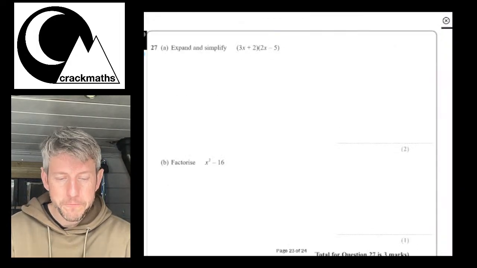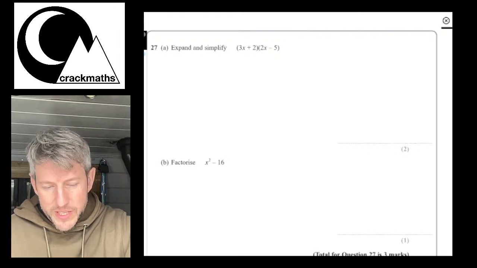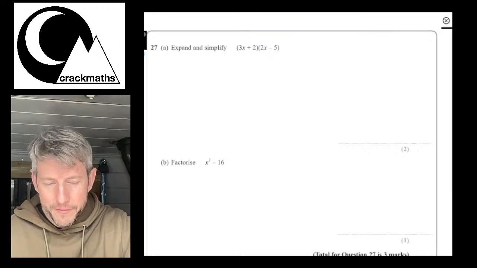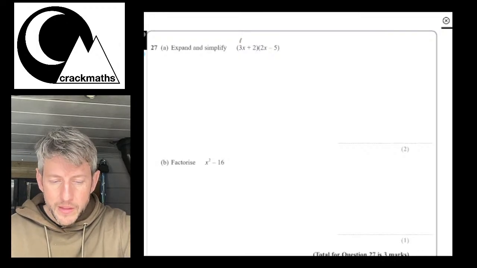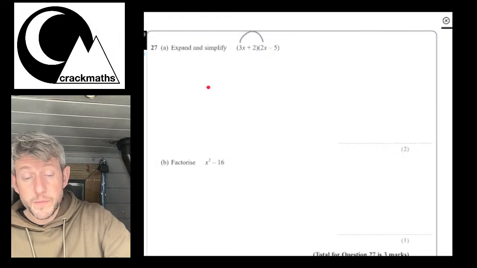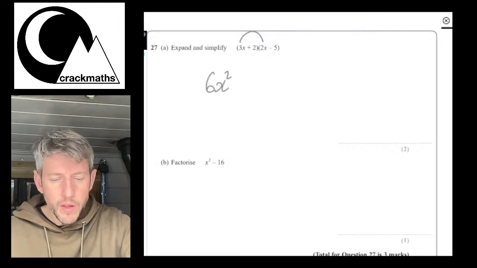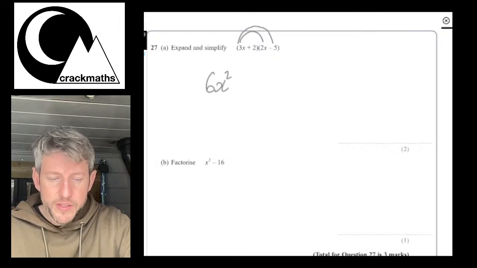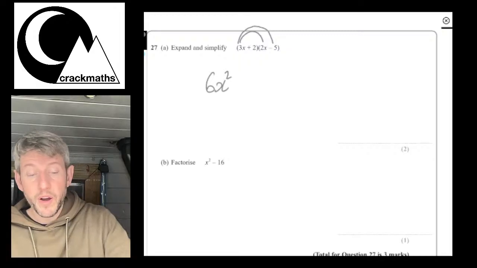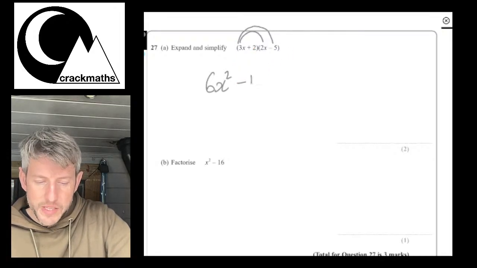Question 27. Expand and simplify. Okay, so this is the one where we do all these like wave things. So let's just go through it. First we've got 3x times 2x. So 3 times 2 is 6. x times x is x squared. Then we have 3x times minus 5. 3 times minus 5 is minus 15, so this is going to be minus 15x.